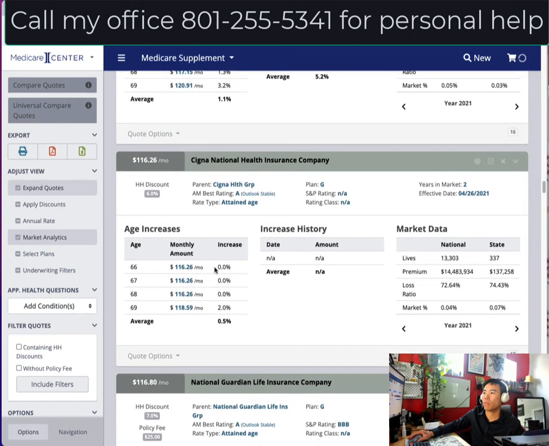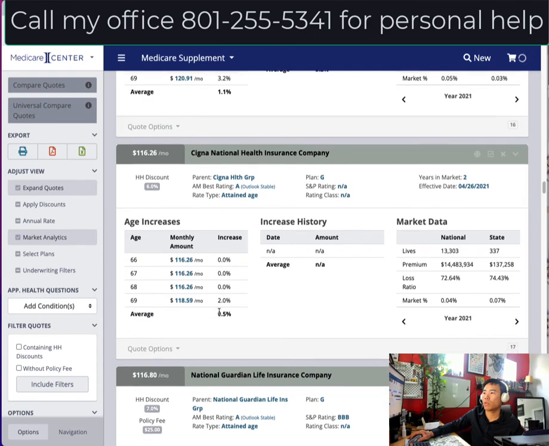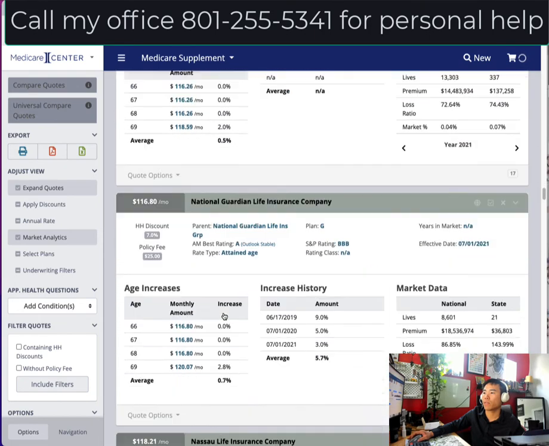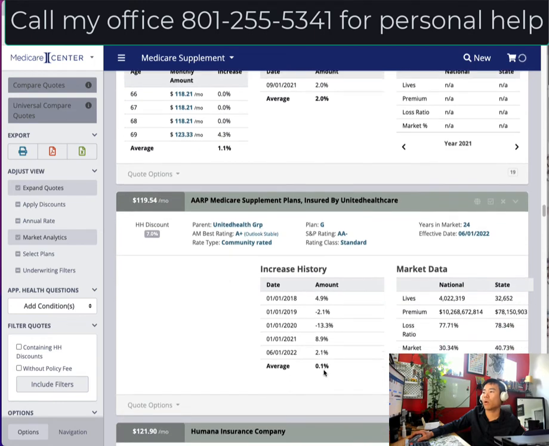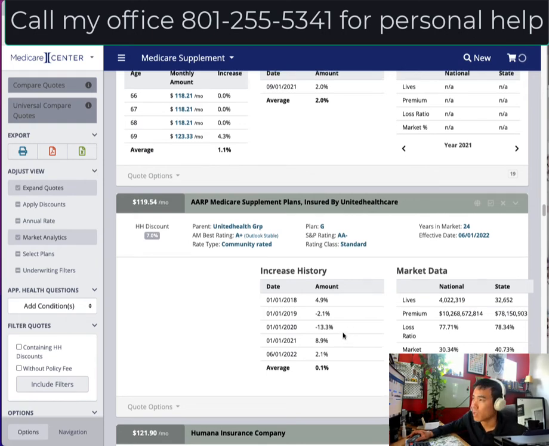The premium rate increases are extremely stable, 0.5% in the last 4 years. And then you look at AARP, 0.1% in the last 5 years. In 2020, their premium actually went down by 13%. And I had the privilege to deliver all that good news to my clientele.